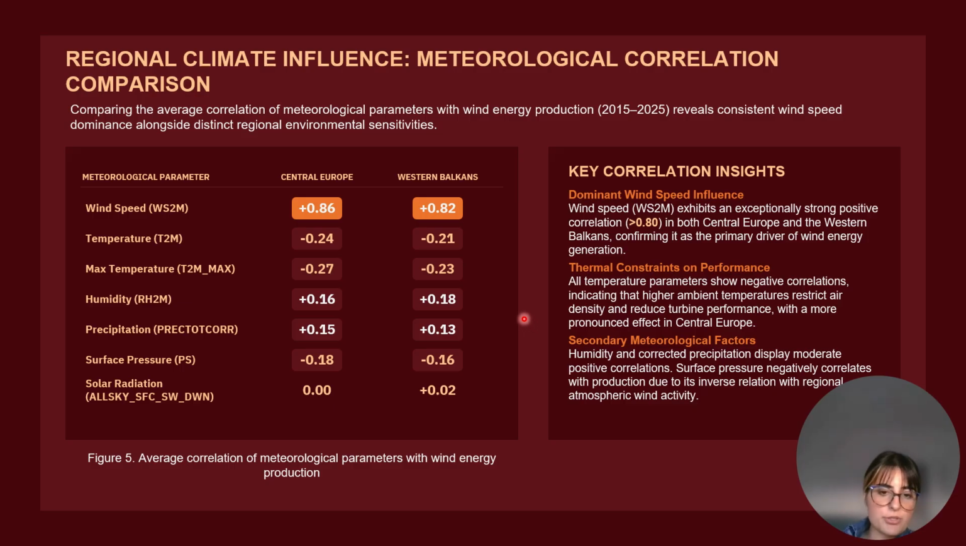We can see that all temperature parameters show negative correlations, indicating that higher ambient temperature restricts air density and reduces turbine performance, with a more pronounced effect in Central Europe than in the Western Balkans. Humidity and the corrected precipitation display a moderate positive correlation, while surface pressure negatively correlates with production due to its inverse relation with regional atmospheric wind activity.